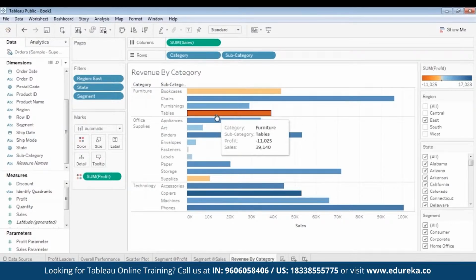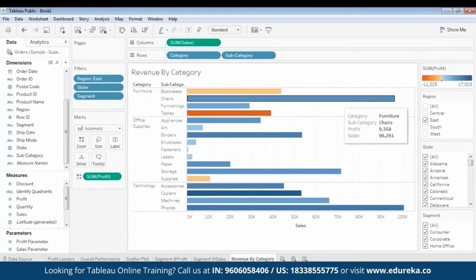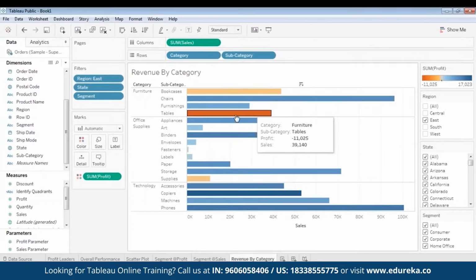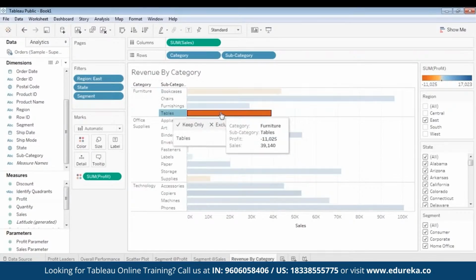He needs to see why this subcategory table is giving this kind of profit. What is going wrong there? So that's how people see, right? Now the regional manager is seeing the data of the east region, and he is able to identify that the subcategory table is hampering the revenue.